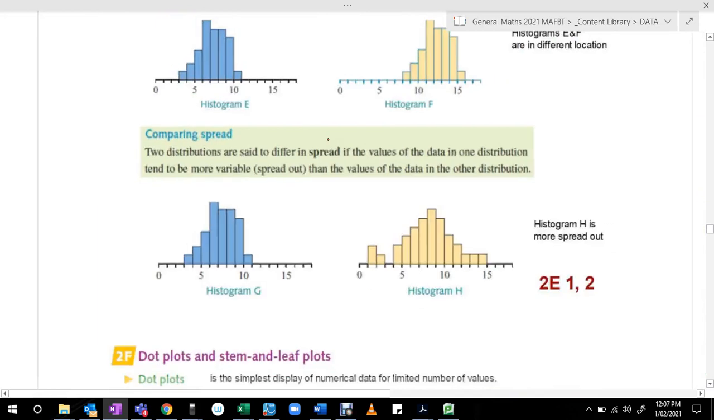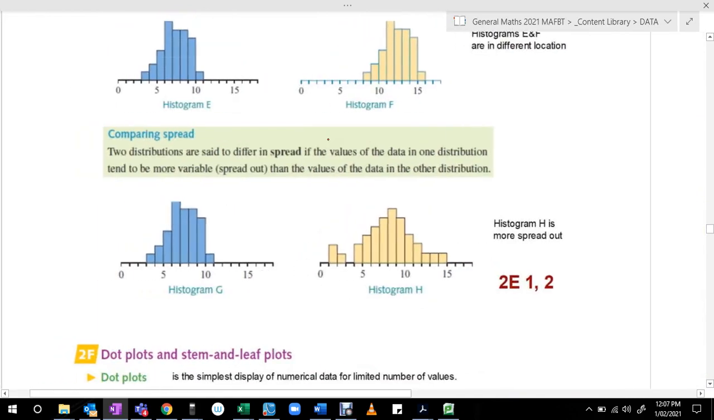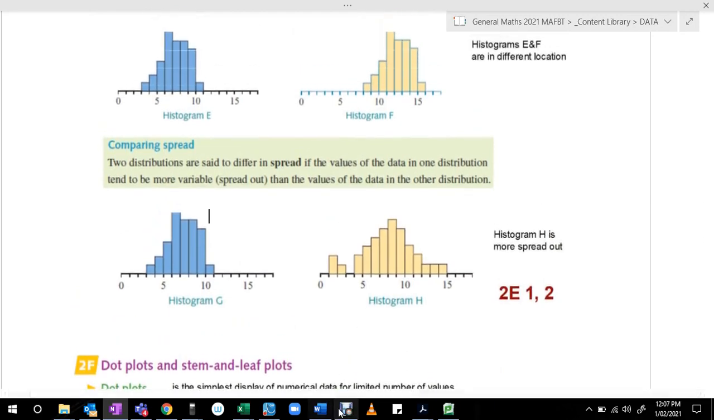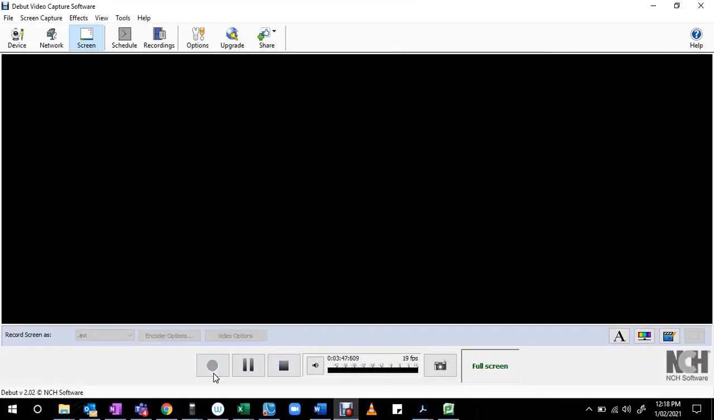And that's basically it for 2E. Let's just go straight into 2F, and then we'll do that. Actually, no, let's take a break.